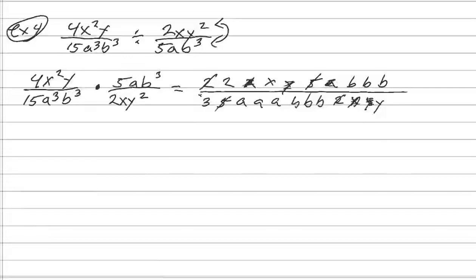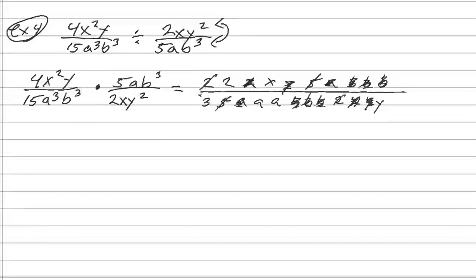I have an a on the top, a on the bottom, b on the top, b on the bottom, have another b on the top, b on the bottom, have another b on the top, b on the bottom. I'm looking if I have anything else top and bottom that cancels out, and I don't see it.